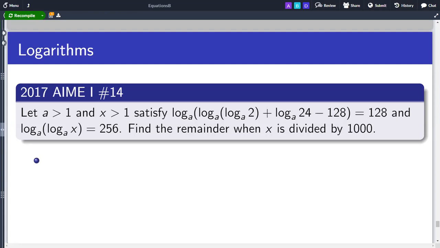So if we take a look at this equation here, the first thing to note is that we have a first equation in terms of only a, and then a second equation relating a and x. And we want to find x, well, the remainder when x is divided by 1,000. So what this suggests we should do is focus on the first equation, solve for a, plug this value of a into the second equation, solve for x, and then obtain our answer for x from that. So does anybody have any suggestions for the first equation?